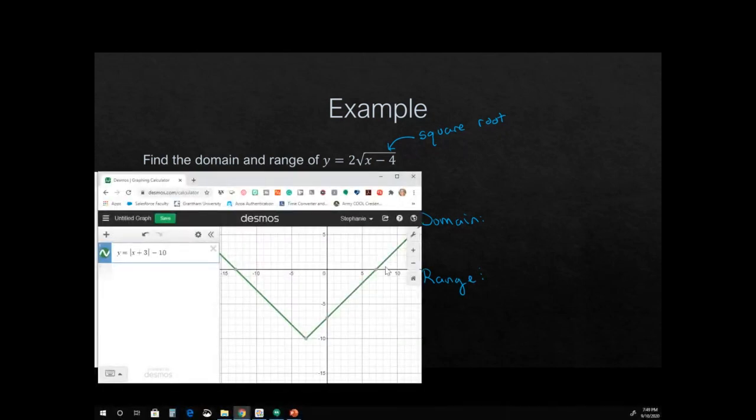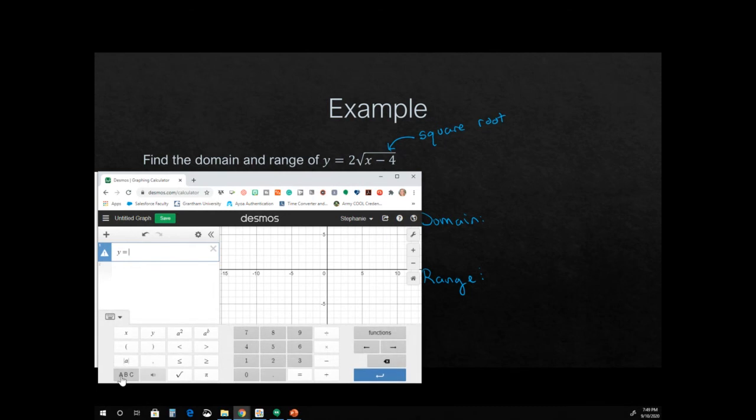So I'm going back to Desmos. I've got y equals, now to enter in the square root symbol, you can use this button right here. And then everything you type is under the square root. And if you want to get outside of the square root, then you have to hit the right arrow. And it works the same way in Alex. You have the same sort of buttons.